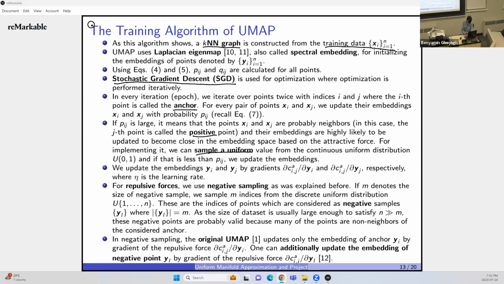Here we are sampling a uniform value for modeling Pij, right? Also, we are considering negative sampling. And as I said, in original UMAP, for negative samples, it only updates one of them, but we can update both of them.